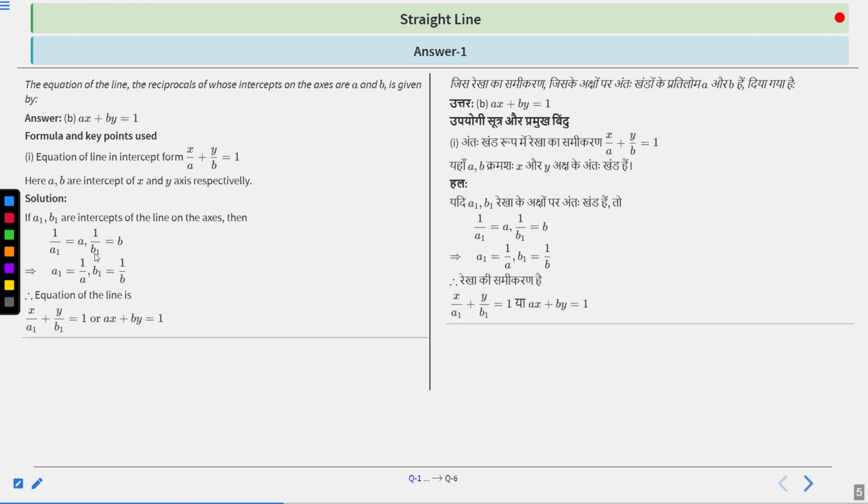So therefore, the equation of line is x by A1 plus y by B1 is equal to 1, or AX plus BY is equal to 1. Got it? Therefore, the equation of the required line will be AX plus BY is equal to 1, and so option B is the right choice. Got it? Option B is the right choice. Okay, so let's move to the next question.